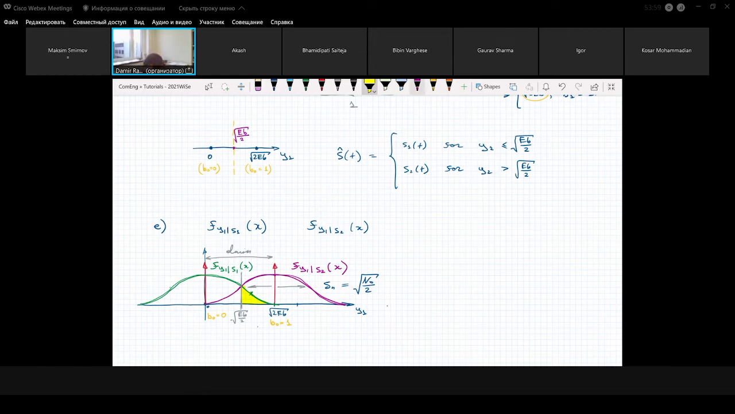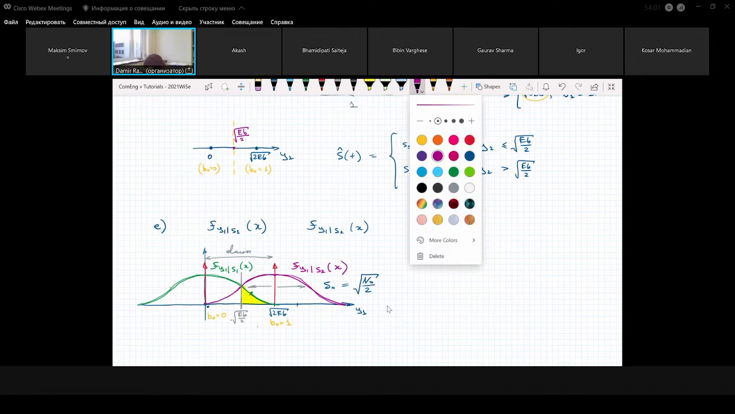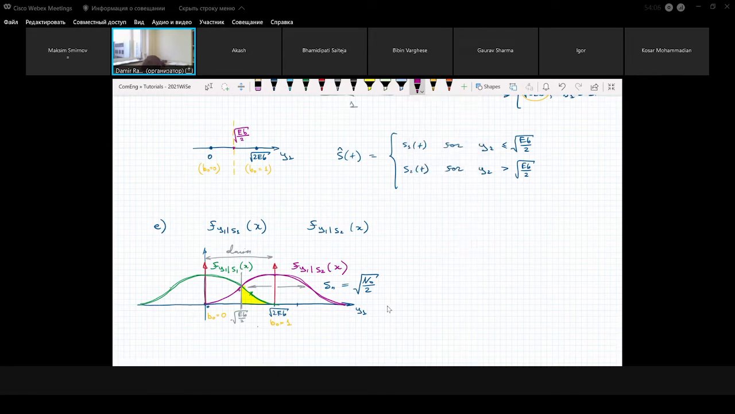And also we can get a similar situation where we transmit S2, but due to noise, we make the decision that S1 was received.